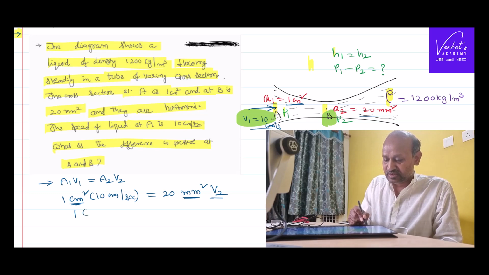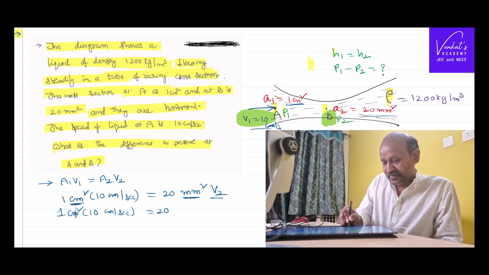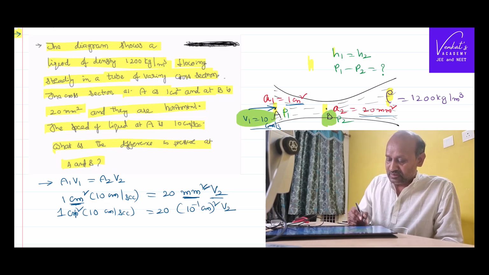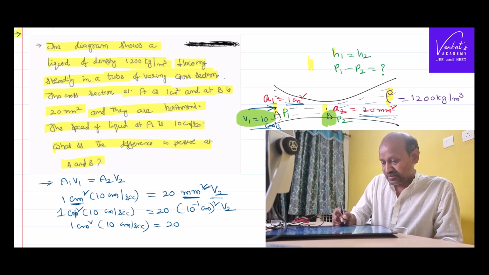So 1 into 10. This 1 is in centimeter square, and this 10 is in centimeter per second. 20: 1 millimeter is 1 by 10th of a centimeter, that is 10 power minus 1 centimeter, whole square, into velocity V2. So 1 centimeter square multiplied by 10 centimeter per second equals 20 times 10 power minus 1 whole square, that is 10 power minus 2, multiplied by V2.